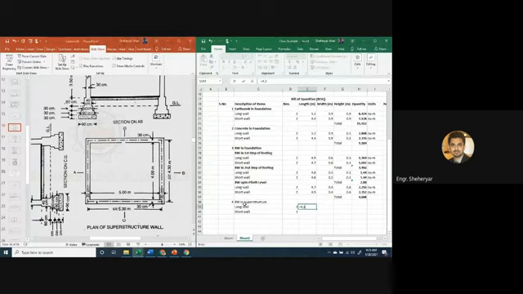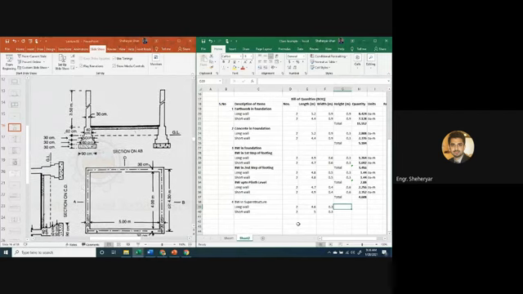4.3 plus 0.3. Okay. Then 5.3 minus 0.3. What will be the width? Width will be 0.3 and 0.3. What will be the height of the superstructure or height of the wall? 3.5. 3.5. Very good. Now copy this and paste it over here. Paste it here.